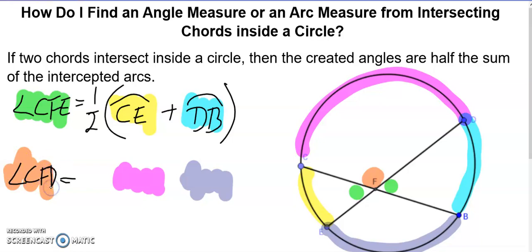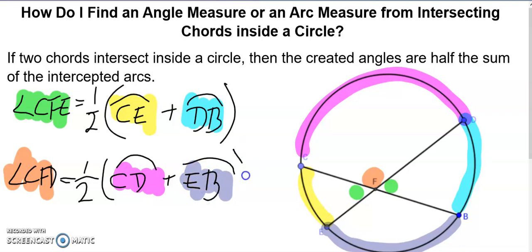The measure of angle CFD, that's the orange angle. It could have also been this angle because they're vertical. It could have been angle EFB. That's going to be 1/2 of arc CD plus arc EB. Boom. That's how we're going to find arcs and angles. We're going to use that formula all the way around.